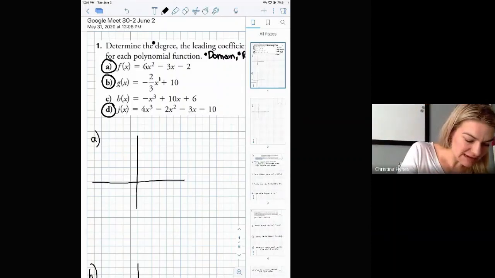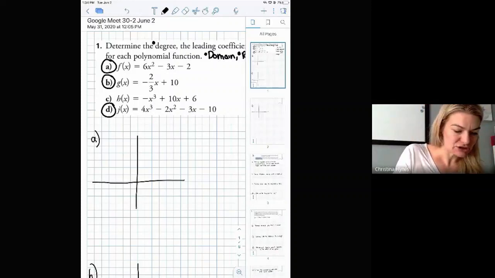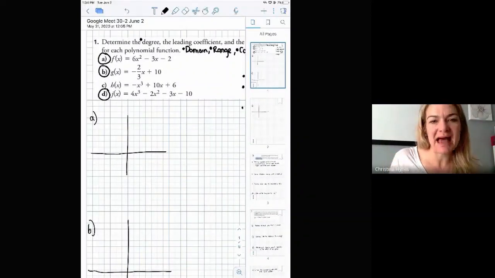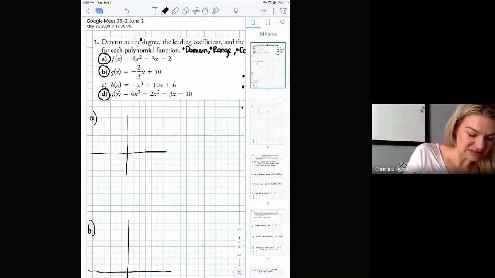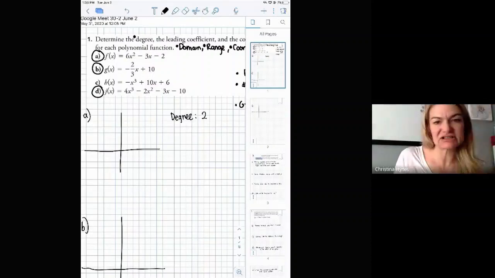And then finally, we have a cubic function, which is to the power of 3. So that's what the degree stands for. It's asking what is the highest power that you see as an exponent. So the highest number that you see. So for A, the degree is actually 2 because it's to the power of 2.